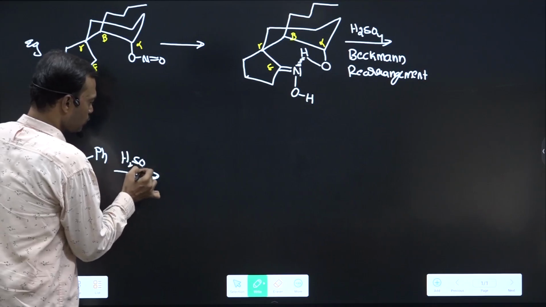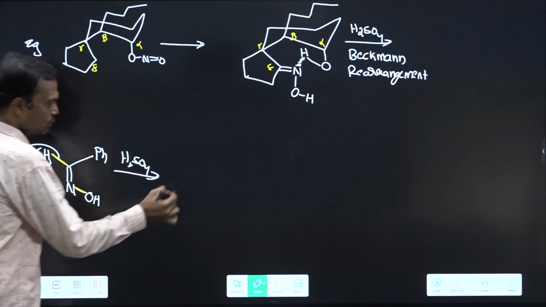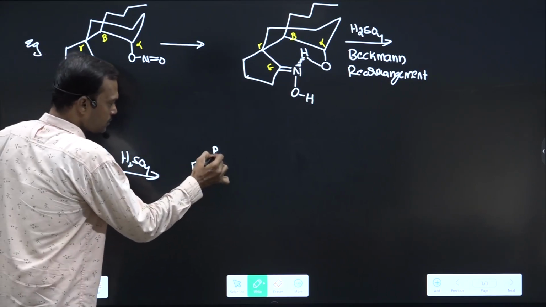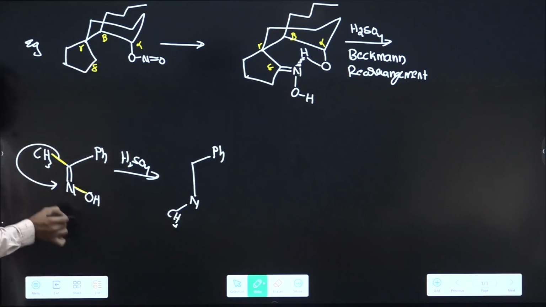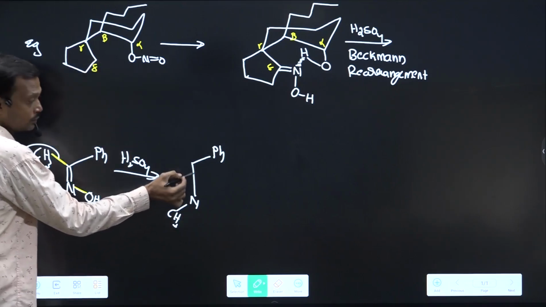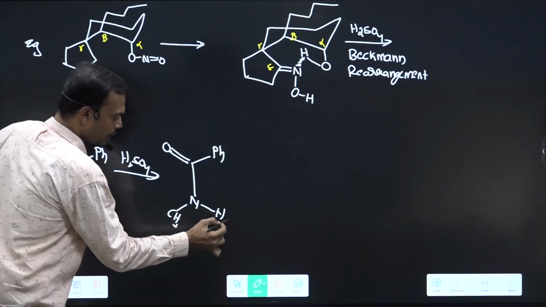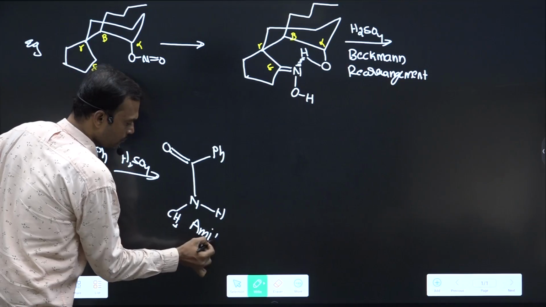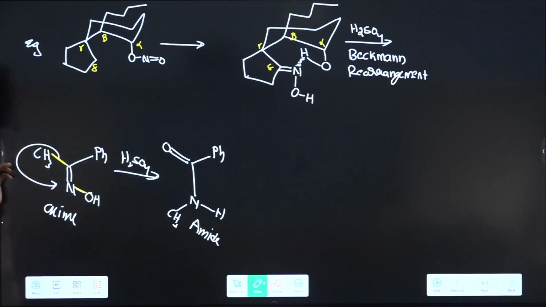I am using H2SO4 on the oxime. Now this methyl comes from here to here. So after coming here, nitrogen carries methyl. First you write a single bond. And this carbon carries a cation. So add a water molecule and convert it into carbonyl. Then this nitrogen carries hydrogen. So this is called an amide. And what is this? Oxime. Conversion of oxime to amide is called Beckmann rearrangement.